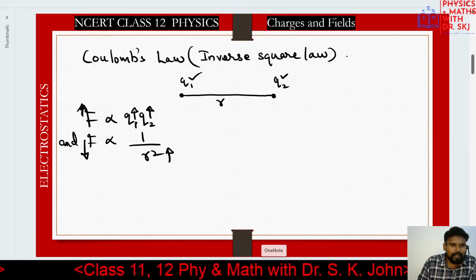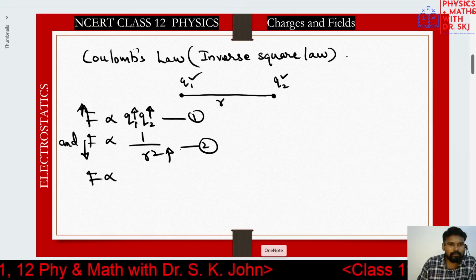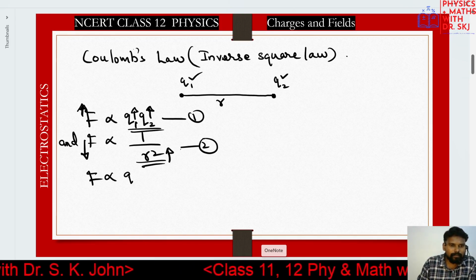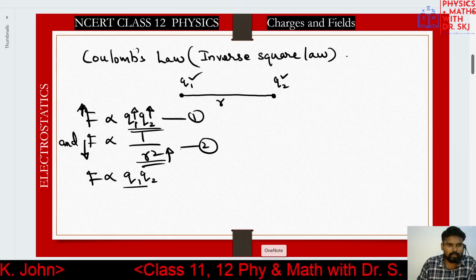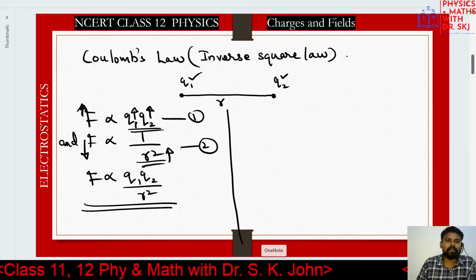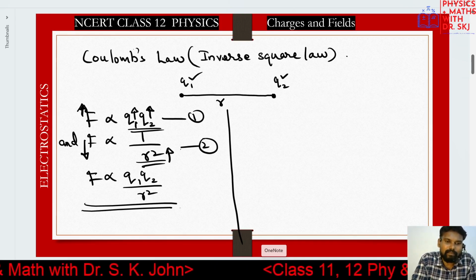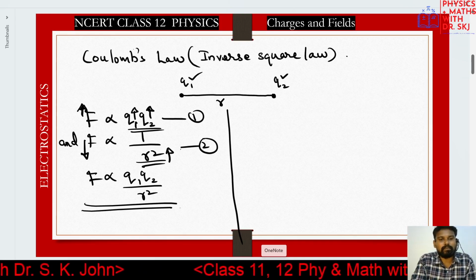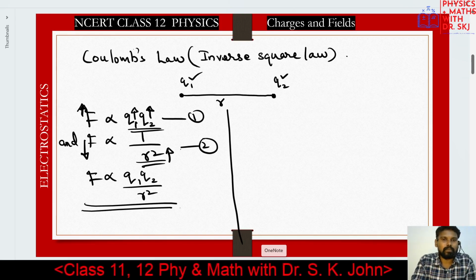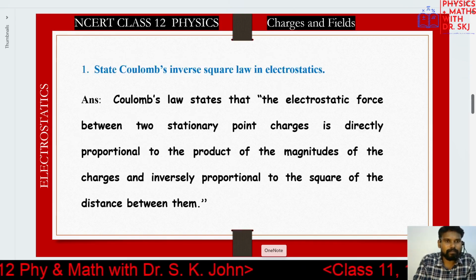So by combining these two relations, you can write F proportional to Q1 Q2 into 1 by r square. So it is Q1 Q2 by r square. This is the statement of Coulomb's law. The force is directly proportional to the product of the charges and inversely proportional to the square of the distance between them. Okay, so let us read the statement of Coulomb's law.